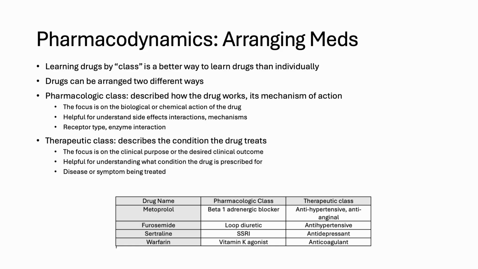And then there's the therapeutic class, and that's the condition that the drug treats. And you can have the same med that's in several different therapeutic classes. So metoprolol can be for blood pressure and it can be for chest pain. Usually the therapeutic class has something to do with the disease or symptom being treated. So sometimes your clinical instructors or your instructors will say, what's the pharmacological class? What's the therapeutic class? It's just two different ways of describing the same substance.